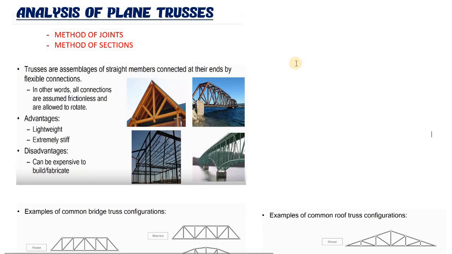Now we are going to use two methods to analyze a truss. One of the methods we are going to use is method of joint, and the other method is method of section. So these are the two methods we are going to use to analyze trusses. Now, the way we analyze trusses is a little different.